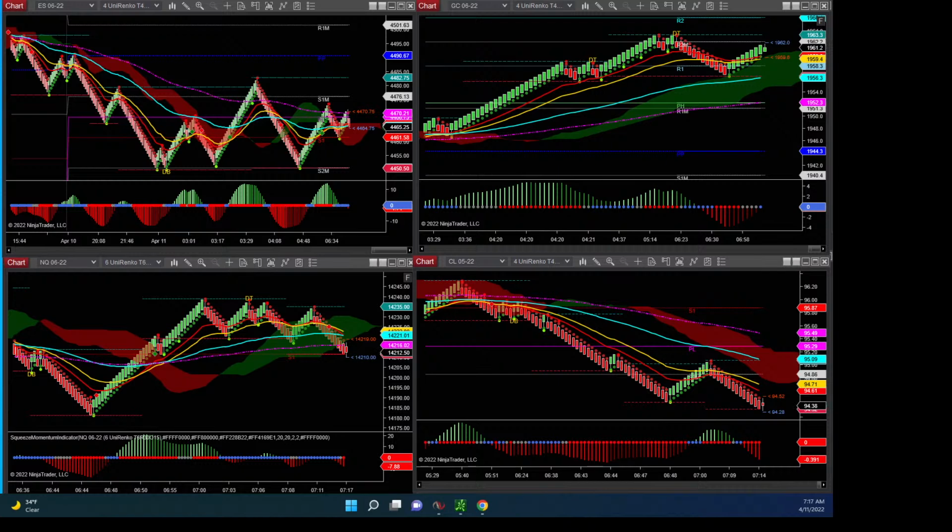Momentum looks good in gold. Let's see if this candle can hold. I don't have an entry now. I'm gonna mute it for a minute.